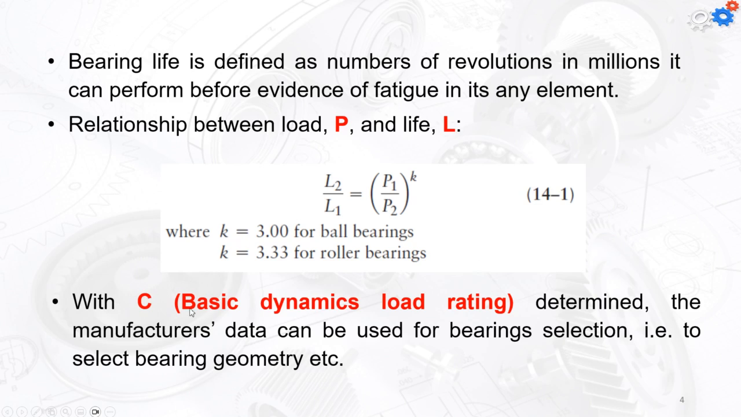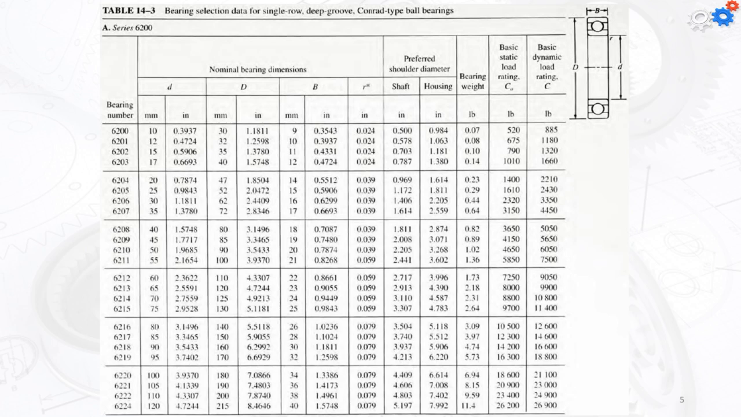So with the C value, which is the basic dynamic load rating, bear in mind the manufacturer's data can be used for the bearing selection, specifically the selection of the bearing geometry and so on. The following list of tables are available for you to work on your design. It's going to tell you the bearing number, as you can see in the first column here, and the diameter, and let me use the laser pointer. The diameters in millimeter and inches, that's for the inner diameter. Then the diameter for the outside ring, or what we call the outer race, and the width in millimeter and inches.